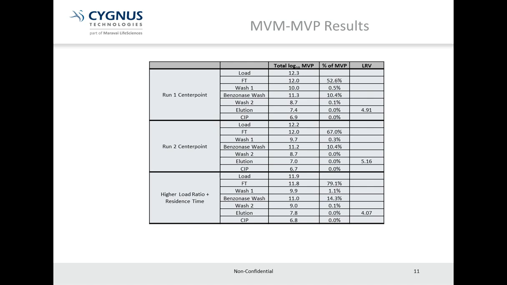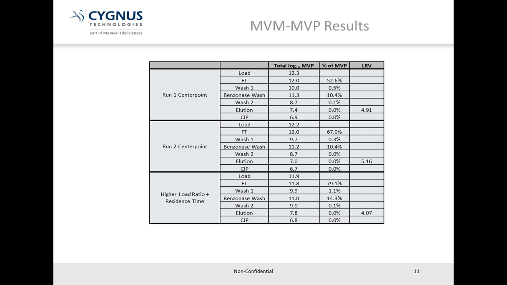So the first set of results that we'll see are from our particle, the MVP. What you see with the first two center point runs is with the elution fractions, we see very little MVP. This means that the AAVX resin was able to retain our particle while allowing the AAV, which is what it's supposed to have affinity for, to come through. Or sorry, reverse. It's able to bind the AAV and not allow the particle to come through. That's why we saw very low levels in the elution. And that's why the LRVs are inversely very high.